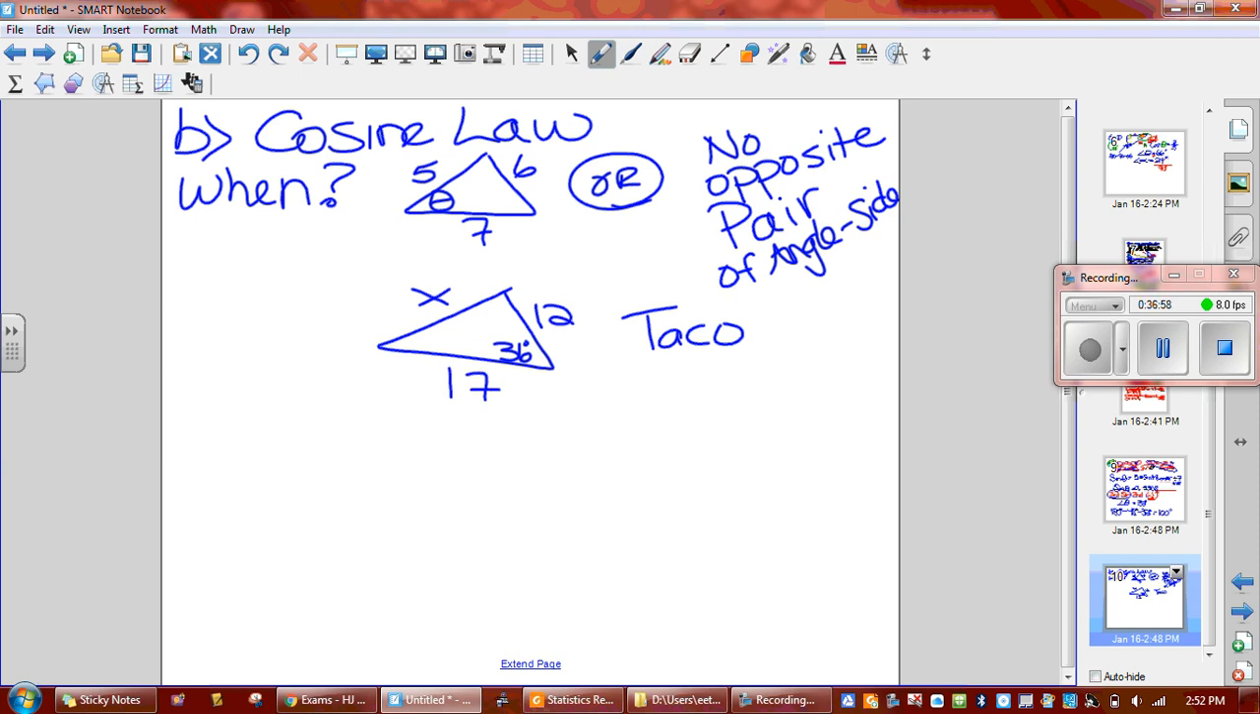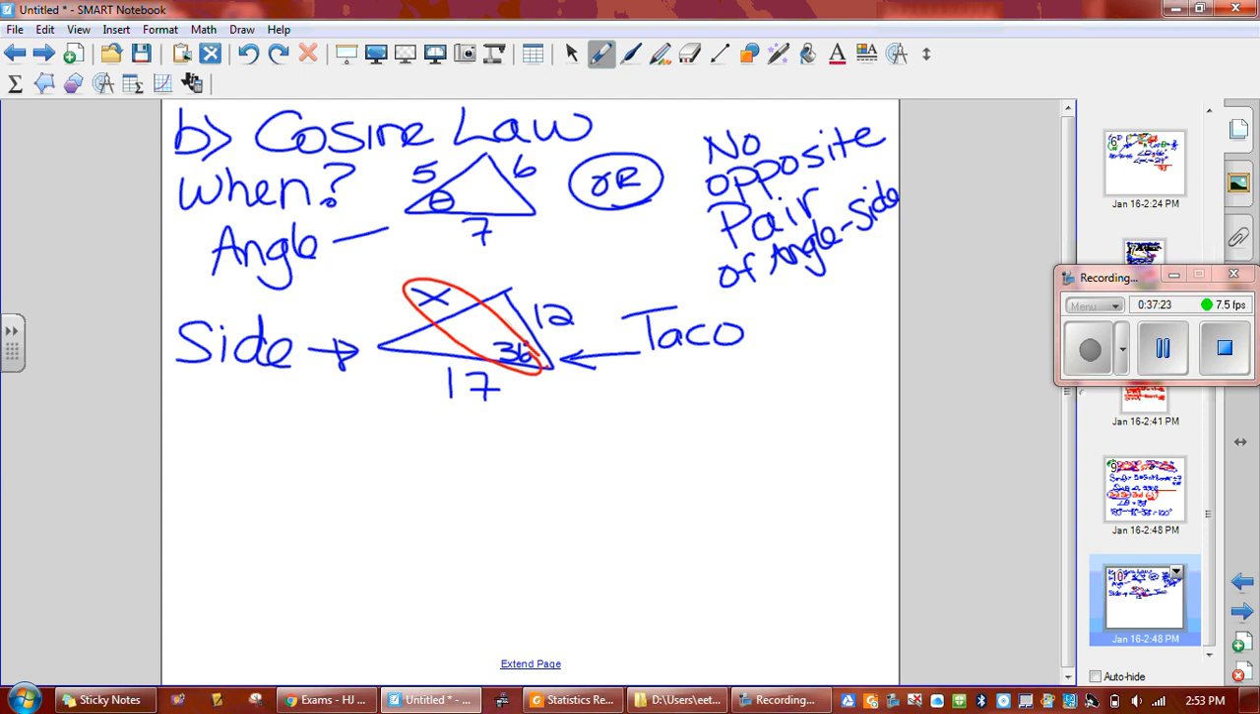Now, with the sine law, there was one equation, and we just cross-multiplied and divided. With cosine law, there are two equations: one to solve a side, and one to find an angle. And we're going to do one of each. Let's take a look at finding an angle first. So example 1 is going to be finding an angle.